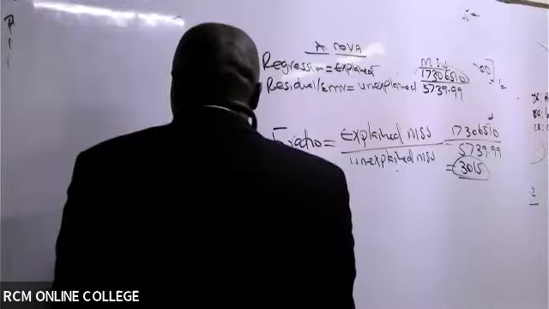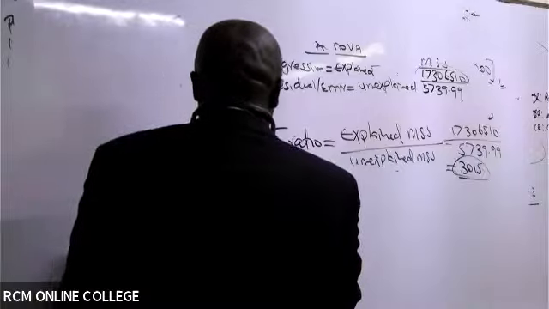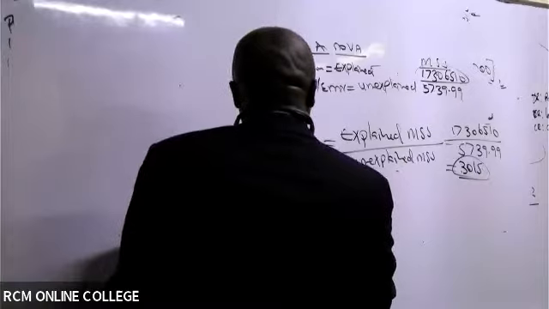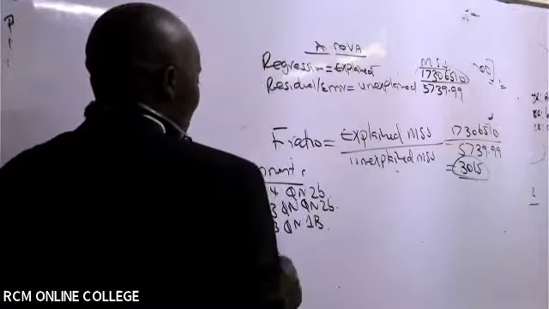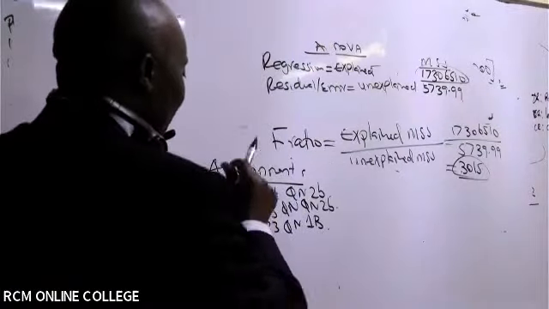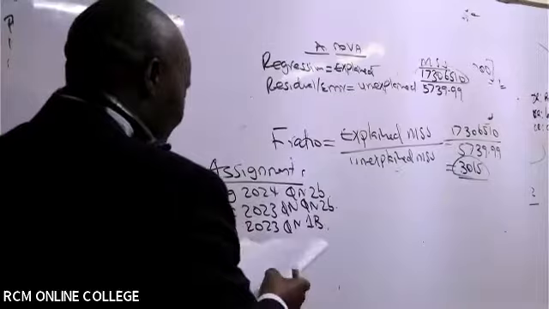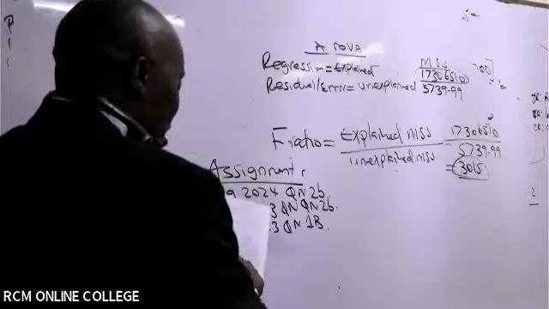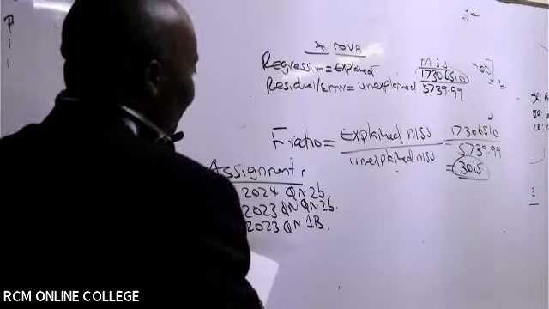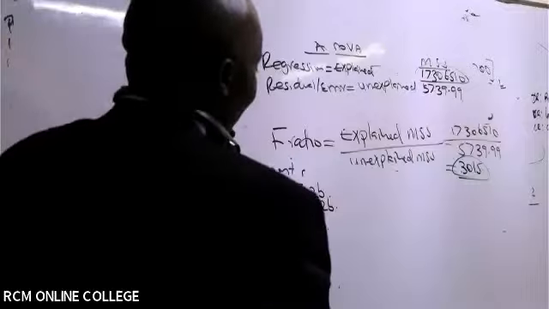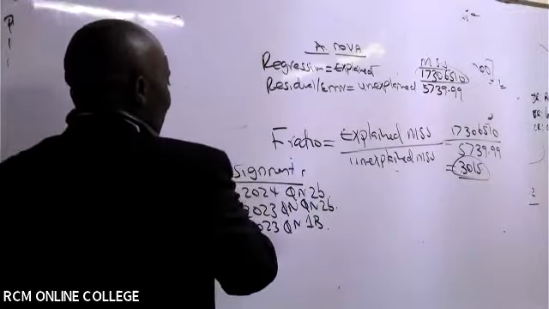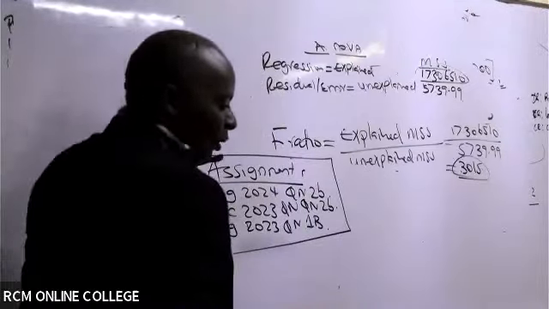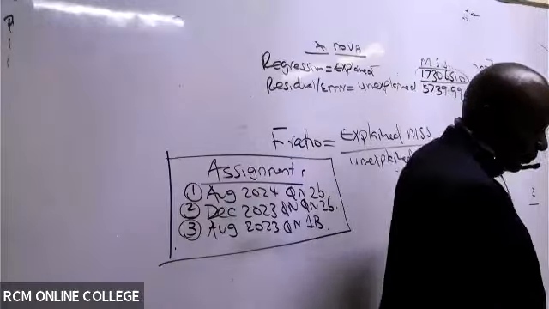August 2023, question number 1, three assignments. If you see the August 2023 question number 1, they wanted us to compute the values which are missing, x and y. Have you been able to write down these assignment questions somewhere?